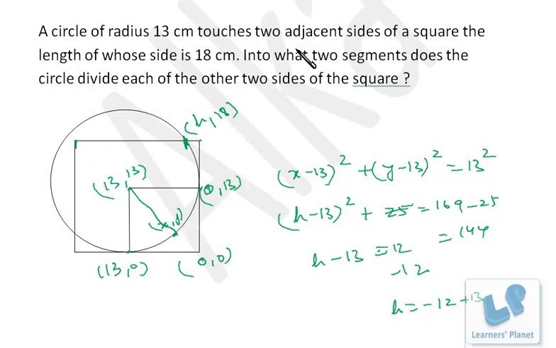So into what two segments does the circle divide each of the other two sides? That is 1 and 17. Getting my point? It is very simple if you use coordinate geometry over here, right? So this is a problem based on square and circle, and we have solved it using coordinate geometry. As I've already told you, you must have basic knowledge of coordinate geometry, trigonometry, and geometry as well. Okay? I hope you are getting my point. The segments are 1 and 17.